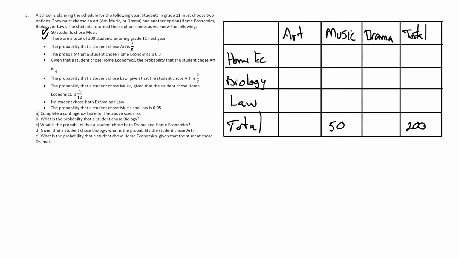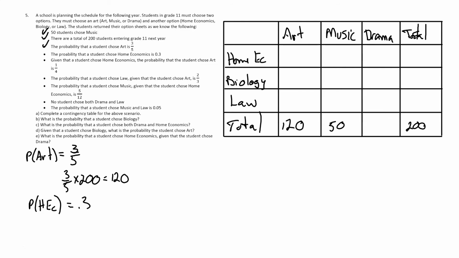The probability that a student chooses art is 3 out of 5. So the probability of art is equal to 3 out of 5. We can then multiply that probability times 200, and that'll tell us how many students are in the art column in total. So art in total is 120. The probability that a student chooses home ec is 0.3. Similarly, we can figure out the total number of students in home economics. 0.3 times 200 is equal to 60.